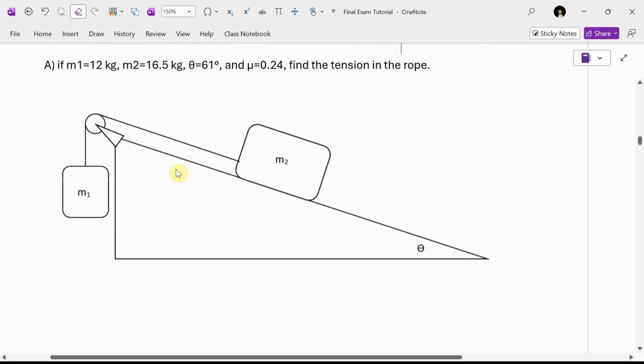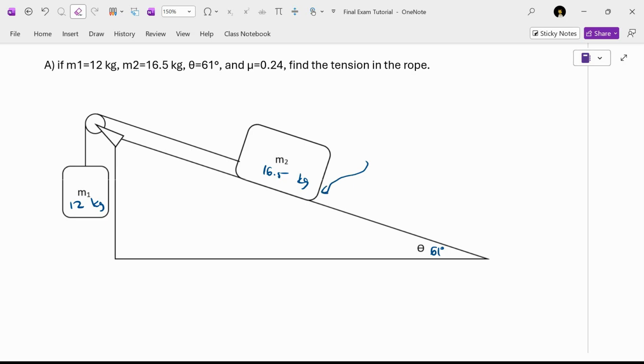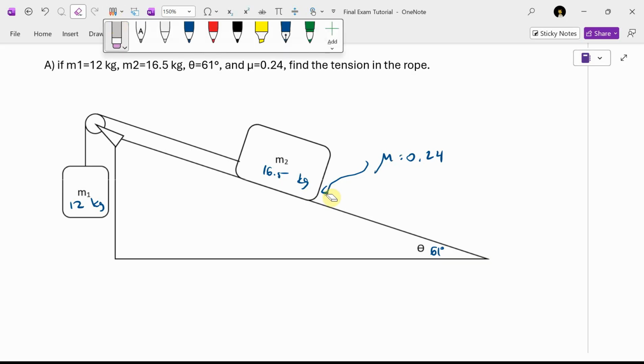So let's do the Atwood machine at a ramp. It says if M1 equals 12 kilograms, I might even draw that in. If M2 equals 16.5 kilograms, and theta equals 61 degrees, and the coefficient of friction, mu, equals 0.24. It says find the tension in the rope.